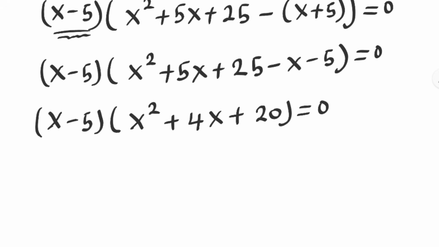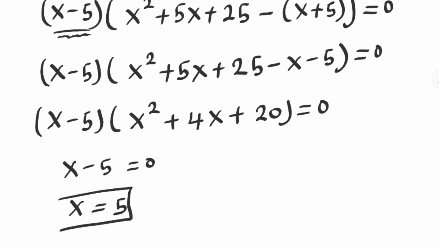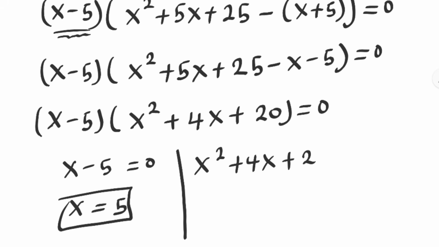There are two cases here. The first case is s minus 5 is equal to 0. Then s is equal to 5. This is the first value of s. And the second case is s squared plus 4s plus 20 is equal to 0.